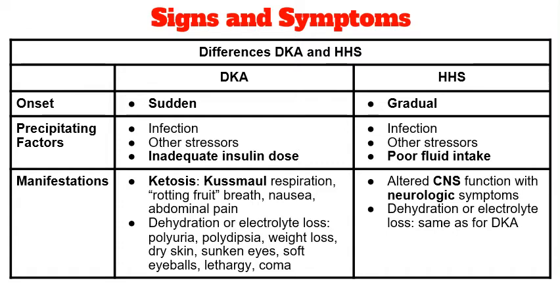So the signs and symptoms that differentiate DKA and HHS is that DKA is sudden, whereas HHS is more gradual. The precipitating factors for DKA are mostly related to an inadequate insulin dose, whereas in HHS it's mostly through poor fluid intake. And the manifestations of DKA include ketosis and Kussmaul's respirations, which is like a rotting fruit breath, is also included. And for HHS, manifestations include altered CNS functions with neurologic symptoms.